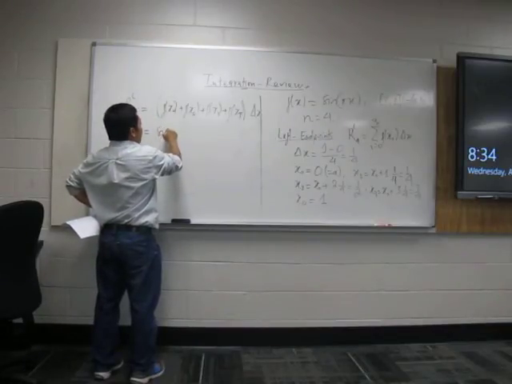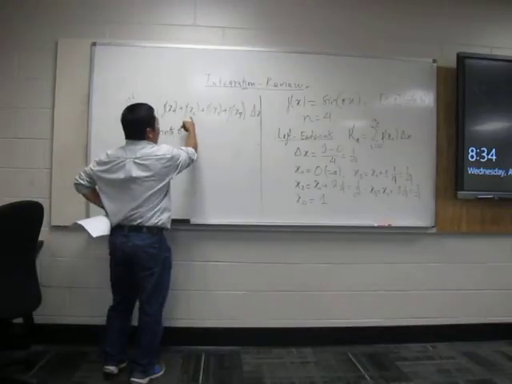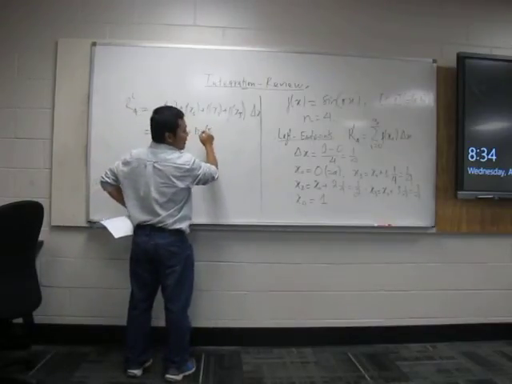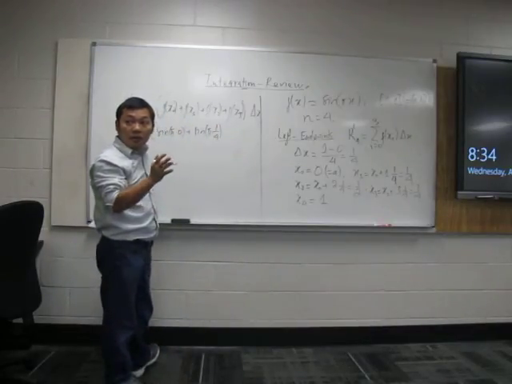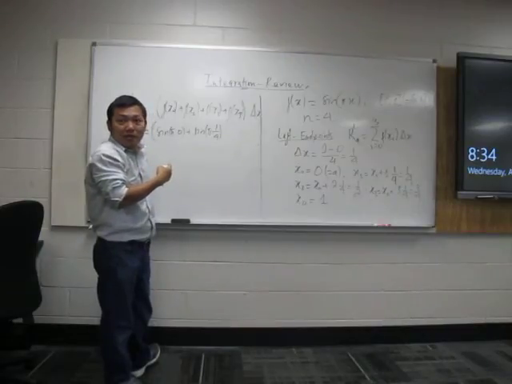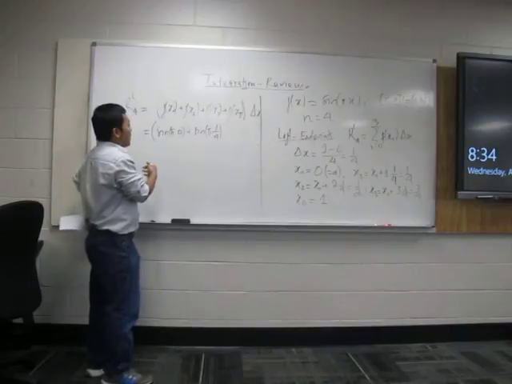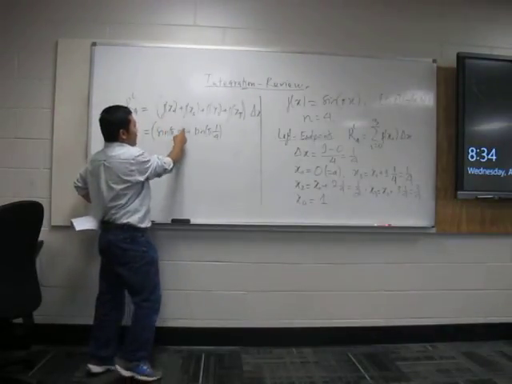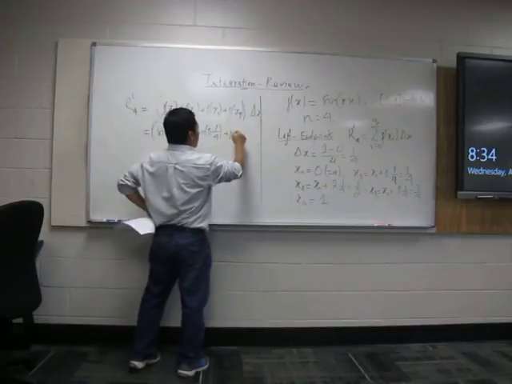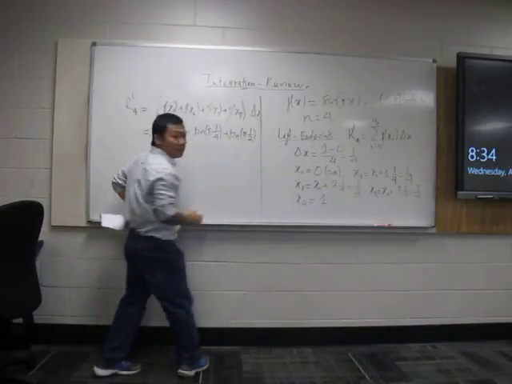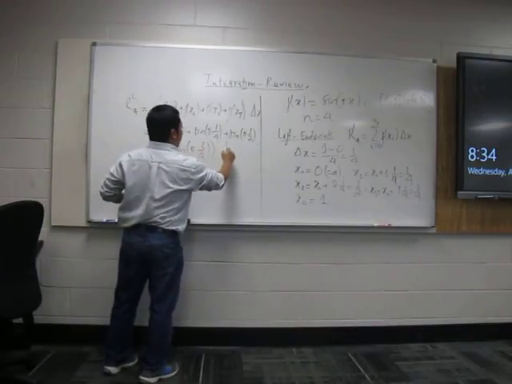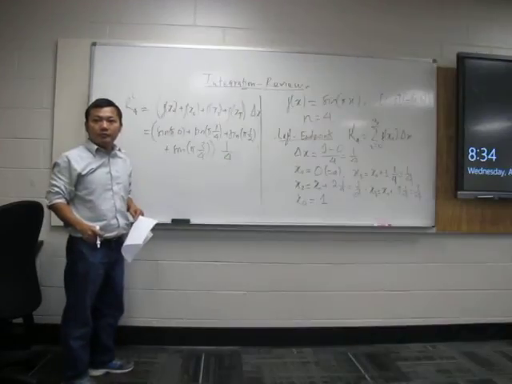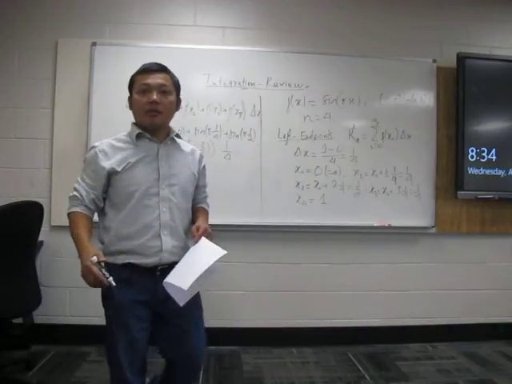So here f of x0 is sine of pi times 0. f of x1 is sine of pi times 1/4, right? I don't do anything special, just plug the number into the function. x0 is 0, x1 is 1/4, x2 is 1/2, x3 is 3/4, delta x is 1/4. Get it?